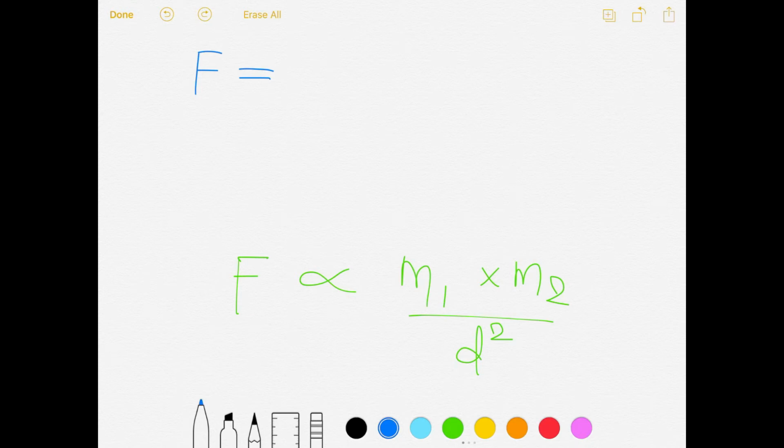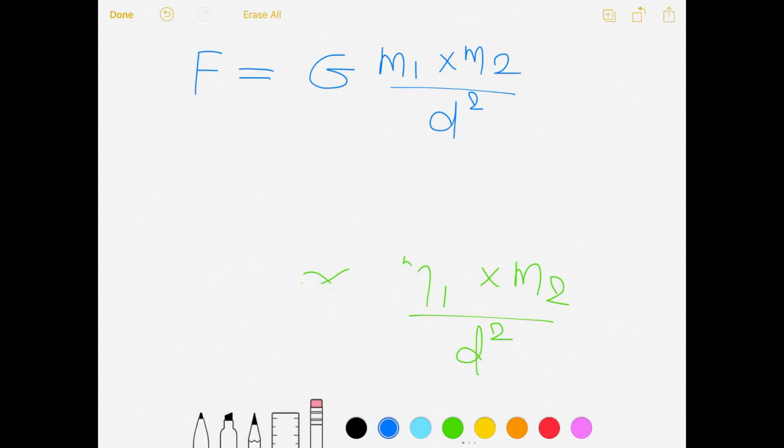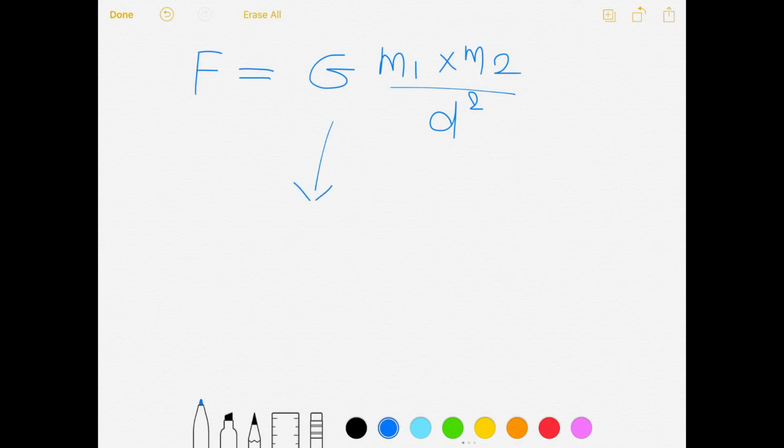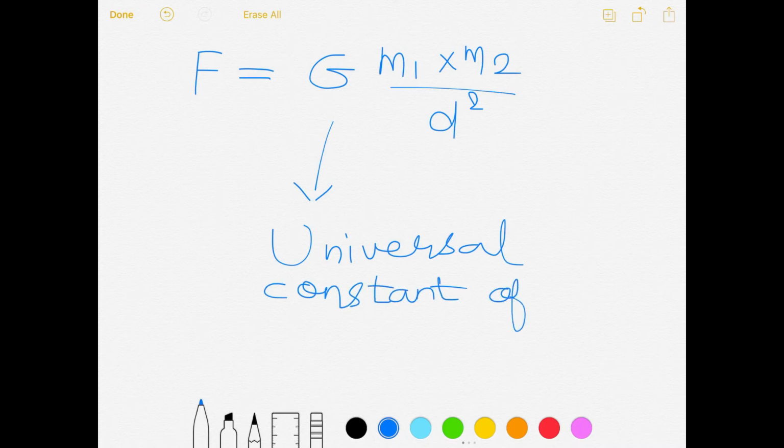So F is equal to, let us assume that the constant is capital G. Now we will talk about capital G: the meaning of it, the definition, the unit of it, and the value of capital G. So F is equal to capital G, and the rest of the things remain the same: m1 m2 upon d squared. Now, as capital G is a constant, it is known as the universal constant of gravitation.